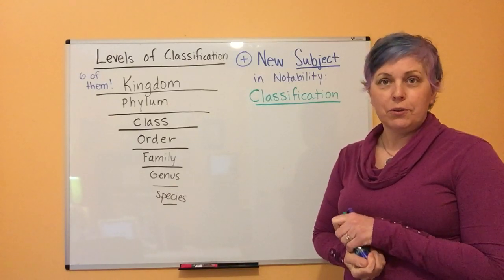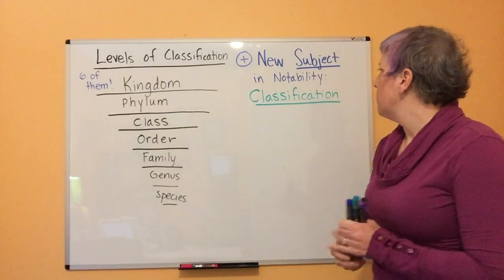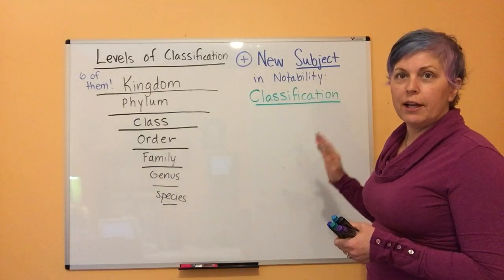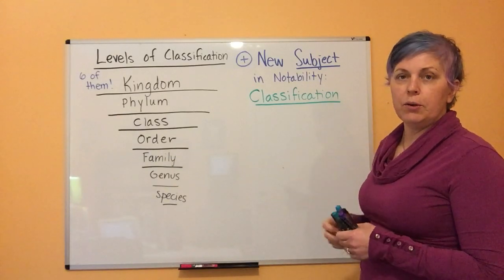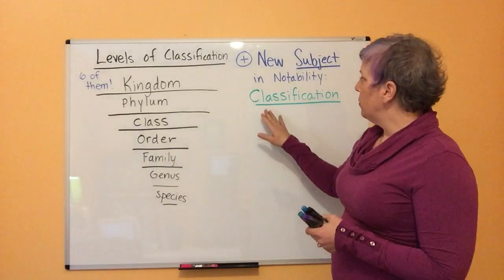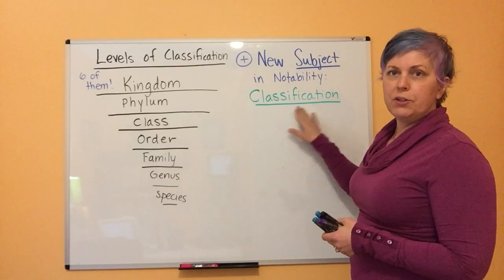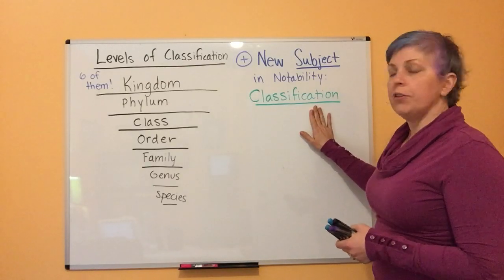So we are starting a new unit today. I want you to go into Notability just like we've been doing all year long, and make a new subject in Notability. I want you to call it classification. This is the name of our first unit for the fourth quarter.